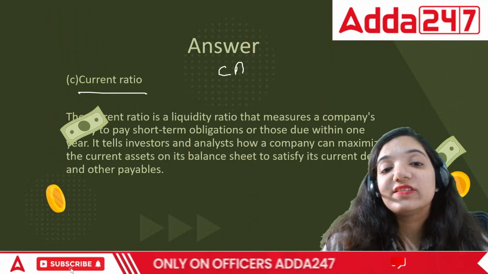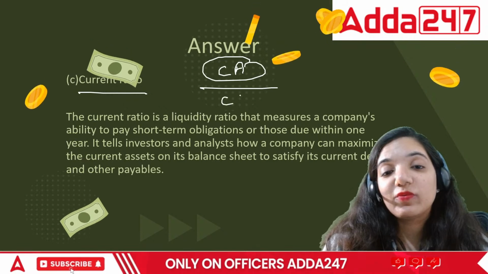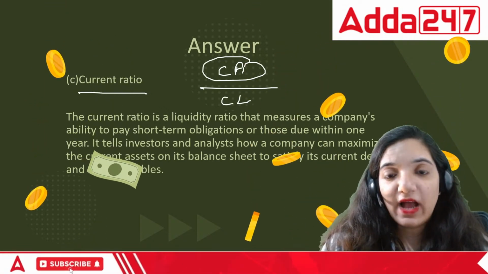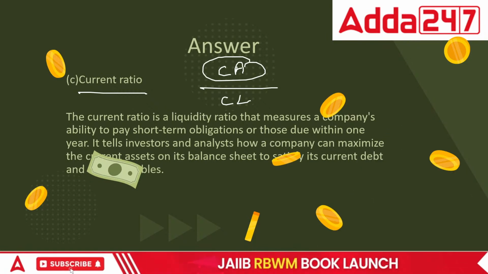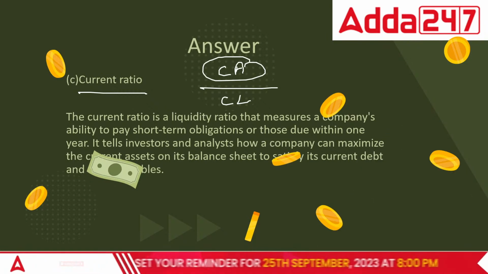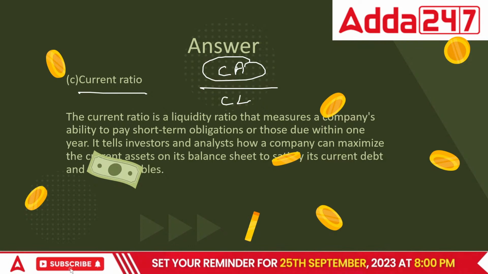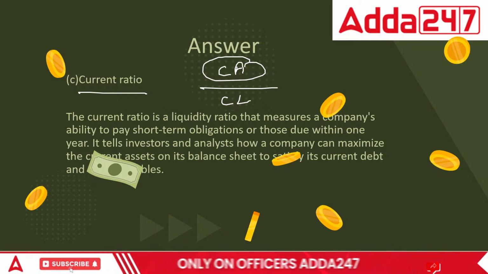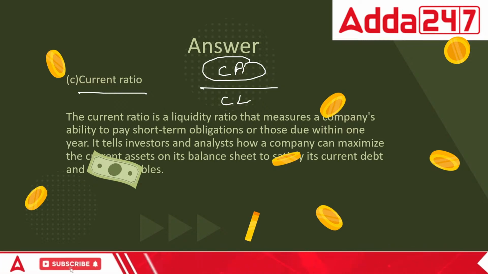Current ratio is what we have and what we have to pay in 1 year or one operating cycle, whichever is longer. Visible, everyone? You can look at the question expression there. Now let's move on to the next point.